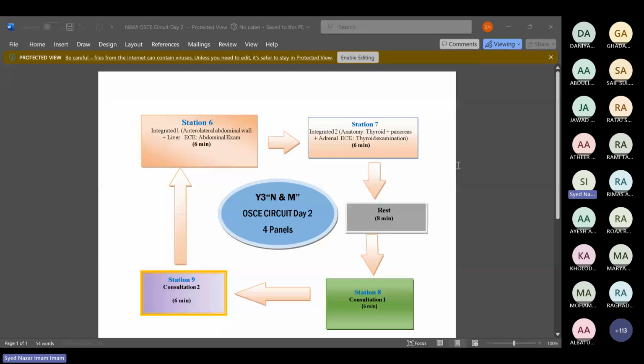And in the examination, there will be some instruction given to you on what exactly you have to do. If it is asked that you examine the abdomen, then you have to examine the abdomen in the classical way: you have to introduce yourself, wash your hands, do the inspection, palpation, percussion, auscultation, then close the session.